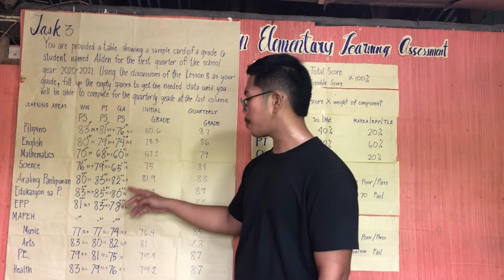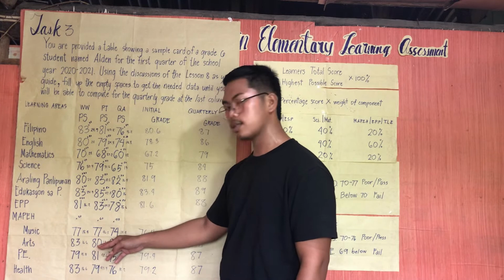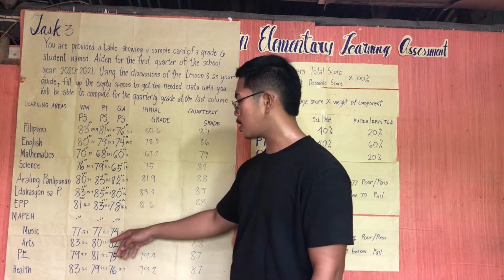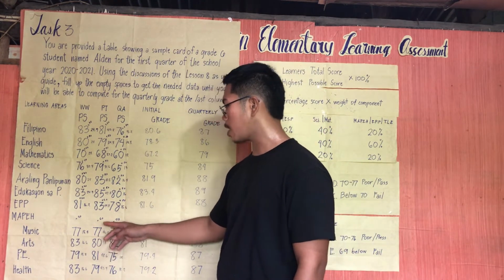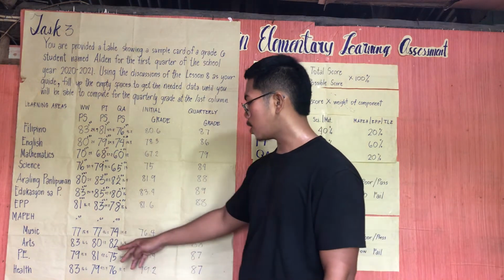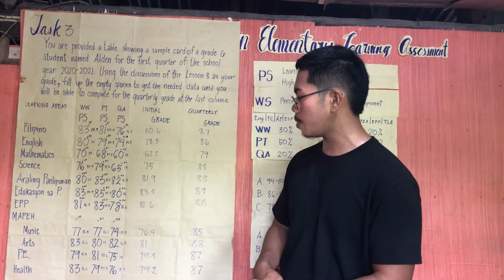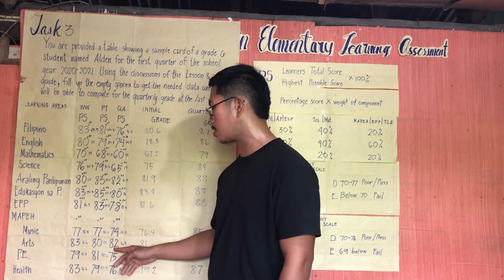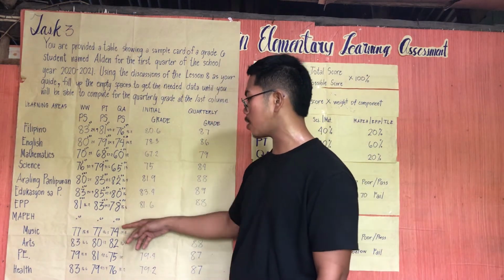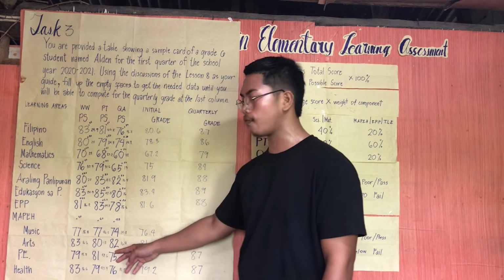And for the performance task, we also got 80 as the given percentage score. Multiplied by 60 is equal to 48. And we also have for the quarterly assessment, the given percentage score is 82. Multiplied by 20, the weight of component, is equal to 16.4.